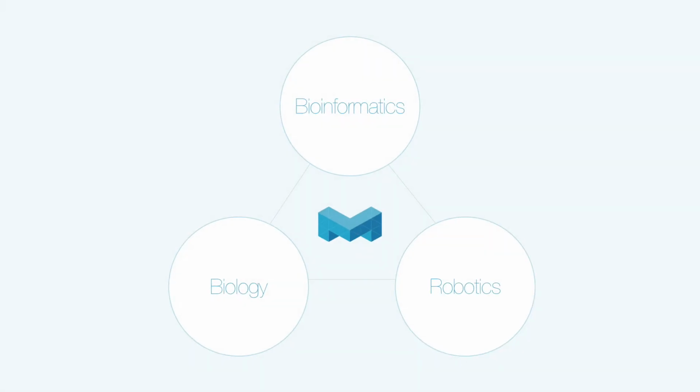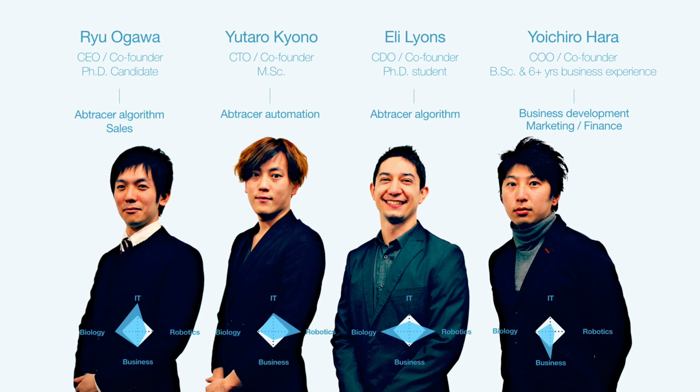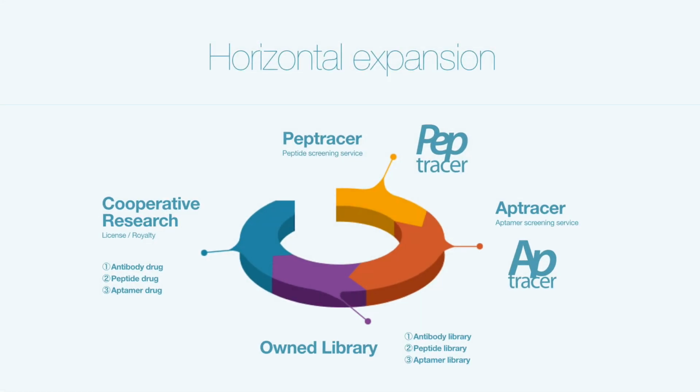AbTracer requires development in bioinformatics, biology, and robotics for automation. Our team is extremely multidisciplinary, and we have expertise in biology, IT, robotics, and business. To further develop our business, we plan a horizontal expansion into screening other molecule types such as peptide libraries and aptamer libraries.